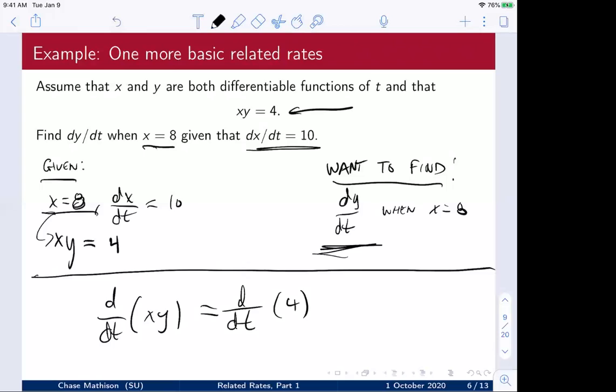We'll do the easy side first. What's the derivative of 4 with respect to t? Careful. The derivative of 4 with respect to t. Oh, do we have it in the chat? 0, yes.